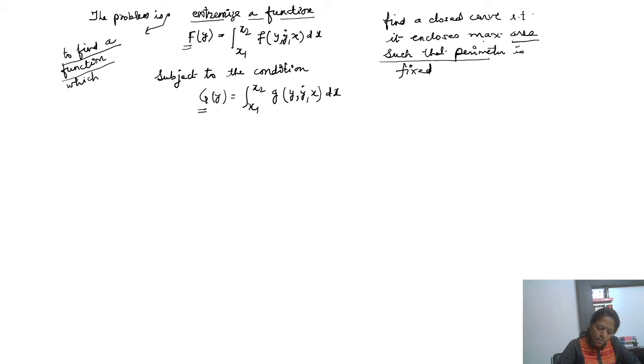So what is the condition? This is the condition. And here what is the condition? When you are talking about perimeter, perimeter is a function defined on curves. So again it is a functional. Area is a functional. So you have two functionals. This functional is providing one integral, this functional is providing another integral, but this is fixed. So your problem converts to finding a curve or finding a function which is extremizing this one subjected to this condition.